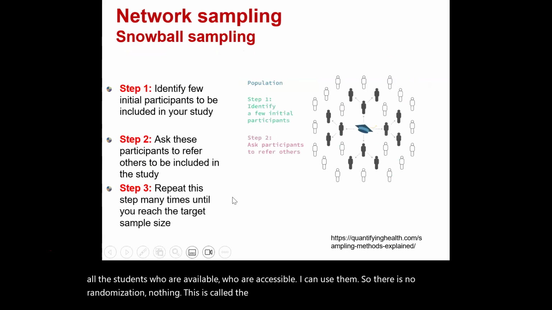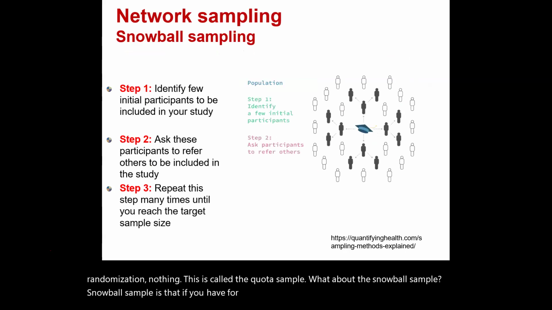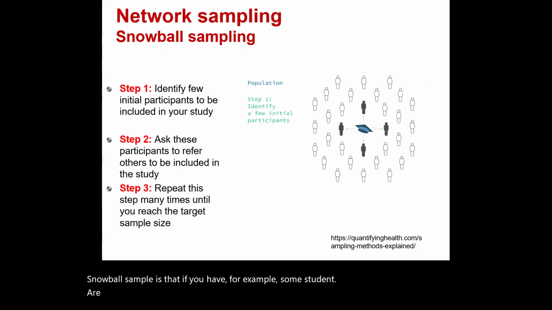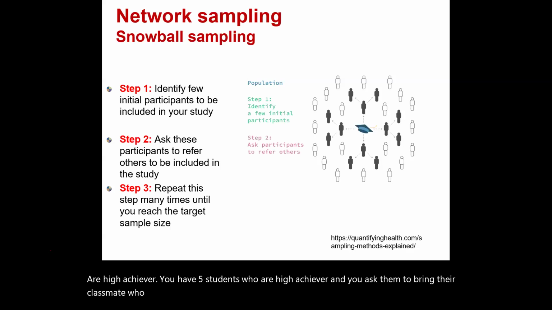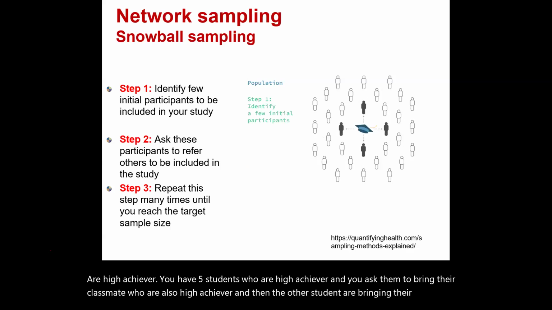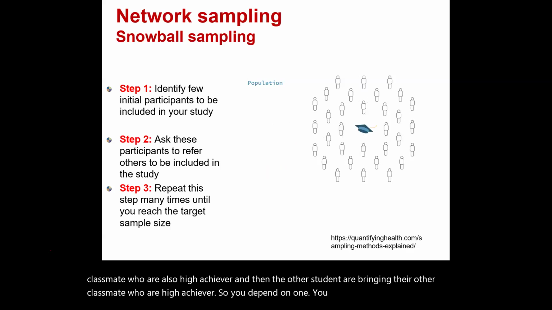What about the snowball sample? Snowball sample is that if you have, for example, some students who are high achievers. You have 5 students who are high achievers, and you ask them to bring their classmates who are also high achievers, and then the other students are bringing their other classmates who are high achievers. So you depend on one. You depend on the students to give you their other colleagues.